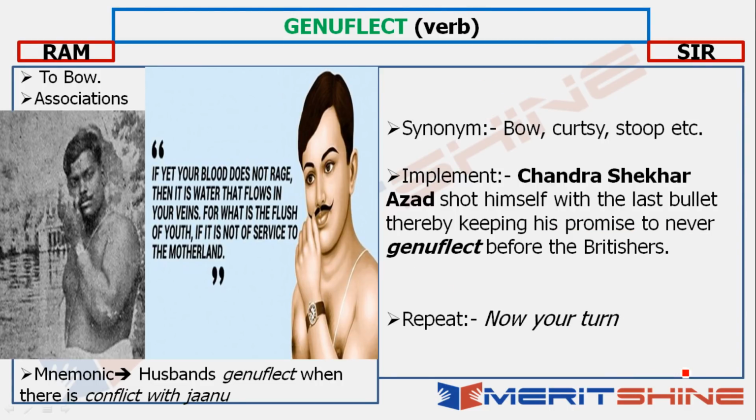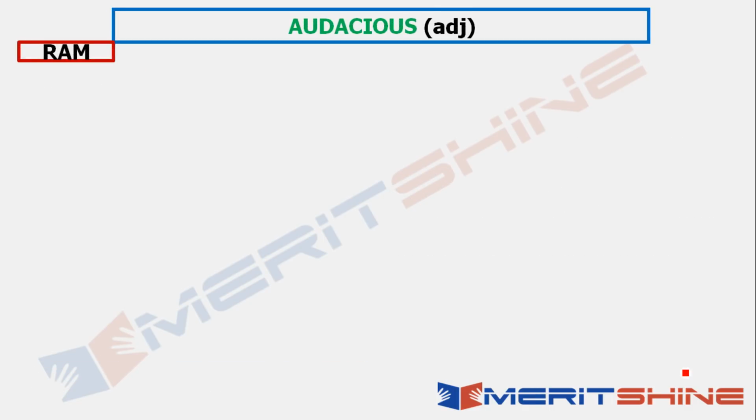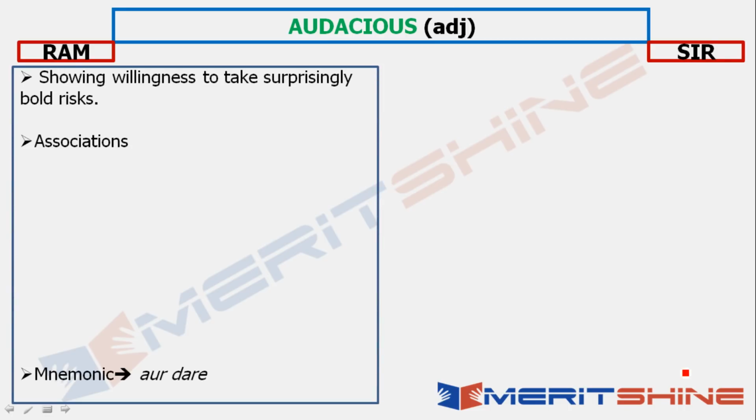Reputation. Now your turn. The next hero of the day will come with the word audacious. Audacious is showing willingness to take surprisingly bold risks. Association, mnemonic. Let me tell you.